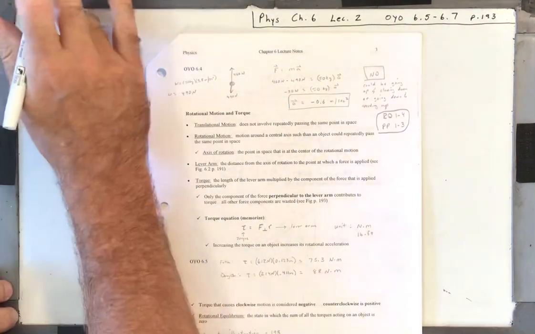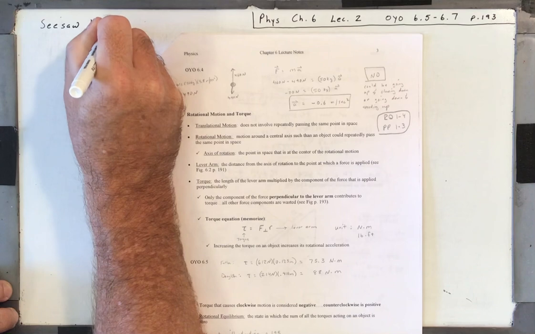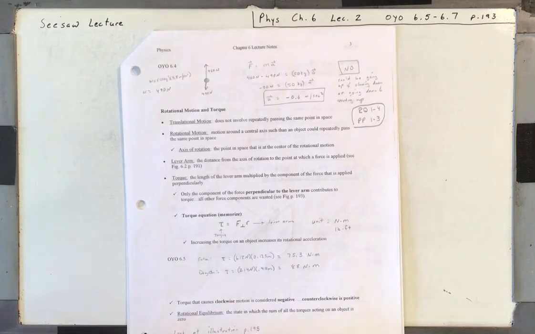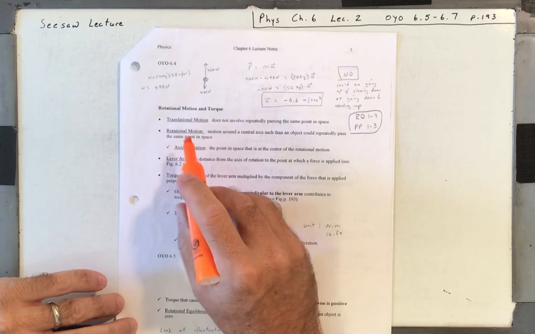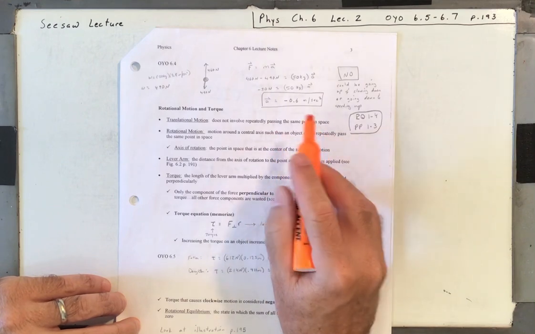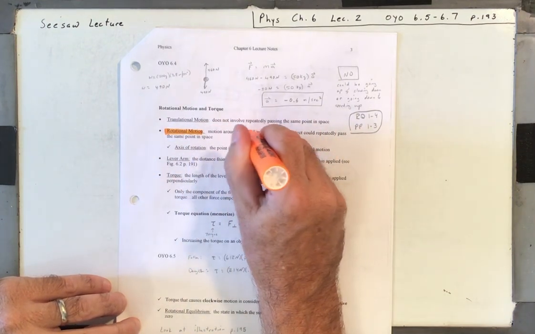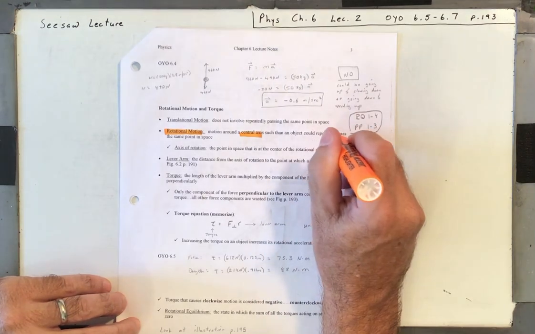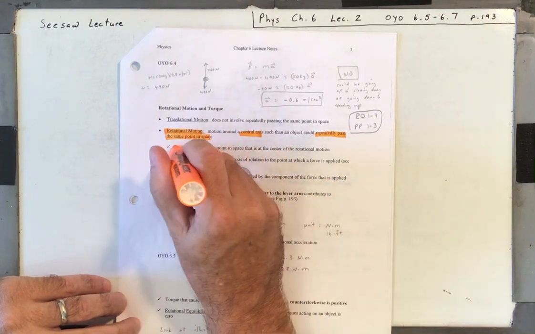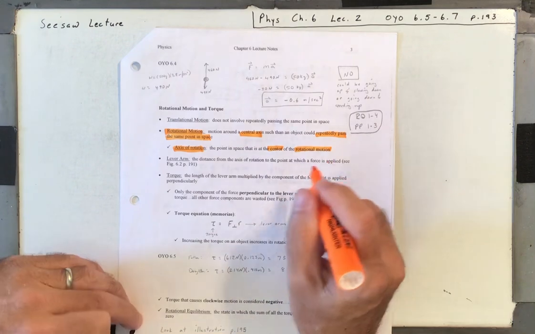We can call this, if you want, the seesaw lecture, because if you ever played on a seesaw as a kid, this will make a lot of sense. So, on page 3 of your notes, translational motion doesn't involve repeatedly passing the same point in space. However, with rotational motion, you have motion around a central axis, and the object could repeatedly pass the same point in space. The axis of rotation is the point in space that is at the center of rotational motion.